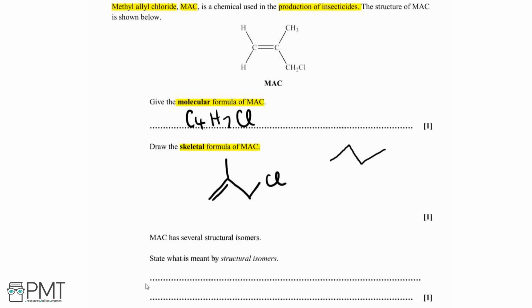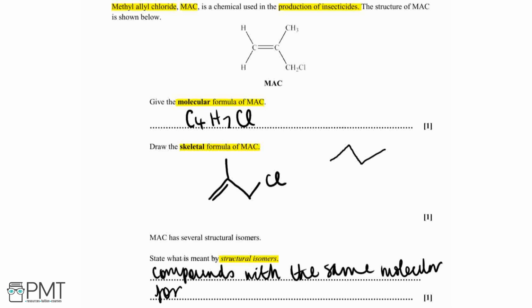For the last part, we need to state what's meant by the term structural isomers. So our structural isomers are compounds which have got the same molecular formula but a different structural formula overall. And the key thing here is to include both of these parts for the mark. So you have to say both parts or you won't get the mark overall. And that's your 1 mark question for this part here.